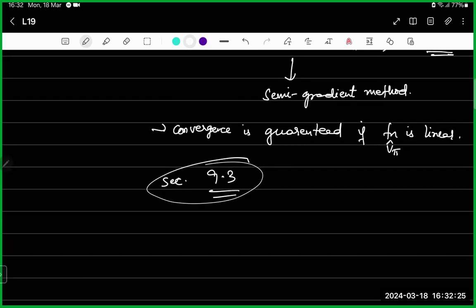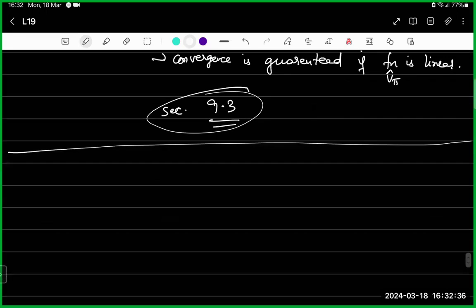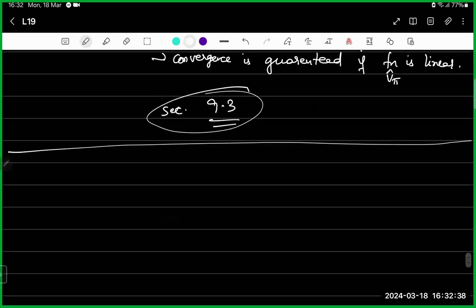Your function V pi hat is so... We'll see if time permits and if you are interested, we'll see some of these results later. But today's lecture, I want to move to a topic called the DQN, which is Deep Q Network. We'll briefly discuss some issues with it.